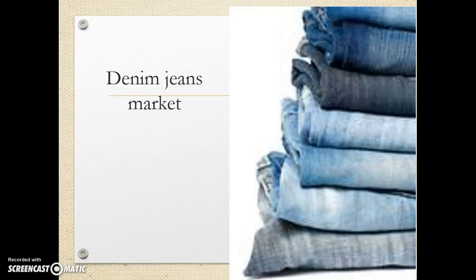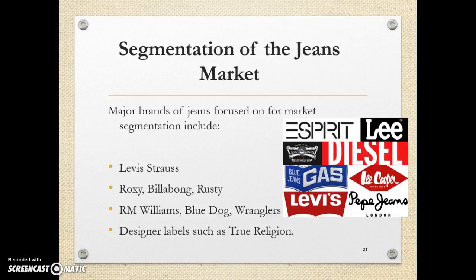Now there's an example of the denim jeans market. Again, I'm going to skim over this fairly quickly, but of course you can pause this video and take your time thinking about some of these concepts. But if you think about the jeans market, there's lots of different brands of jeans. And they give us a good example in terms of how markets can be segmented.